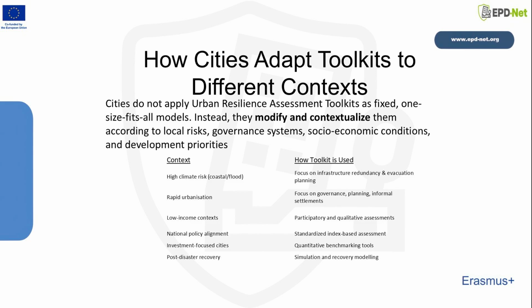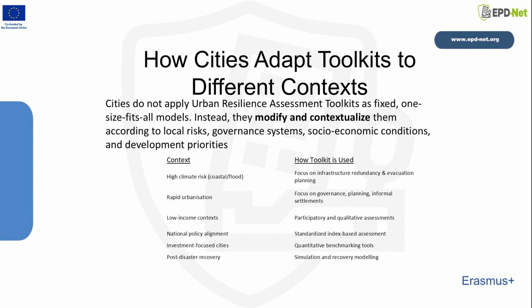Resilience priorities vary depending on development level. For example, in high-income cities, focus may be on infrastructure robustness and investment risk management. But in lower-income or vulnerable communities, resilience may prioritize poverty reduction, food security, and basic services. Some cities use advanced modeling software. Others rely on workshops and participatory assessments.